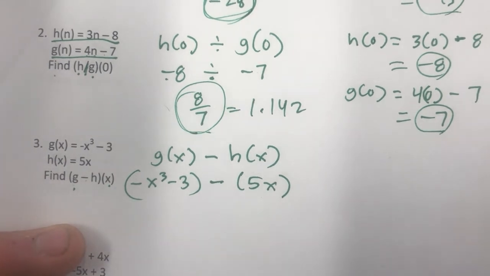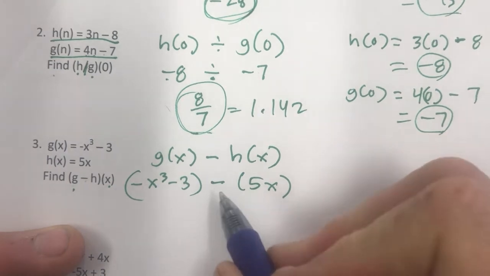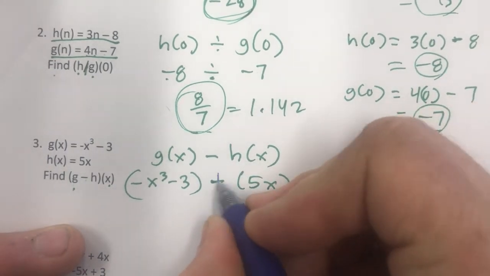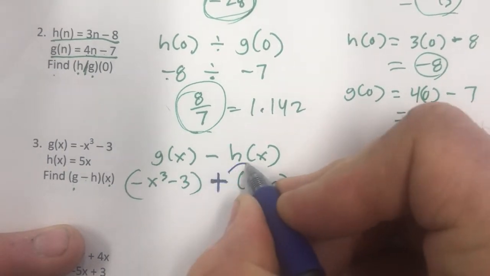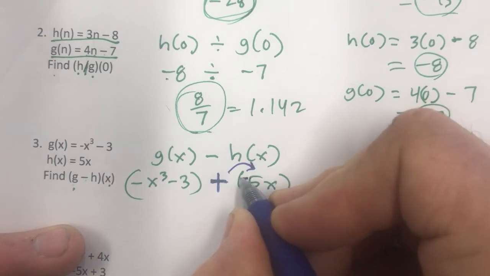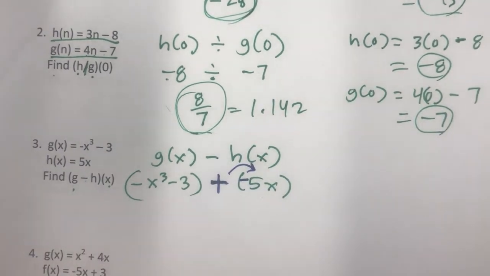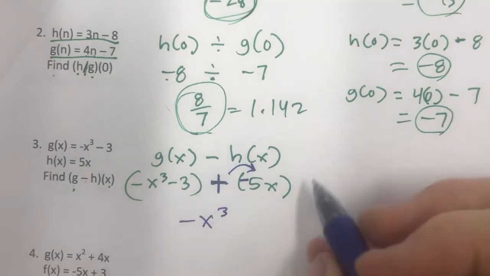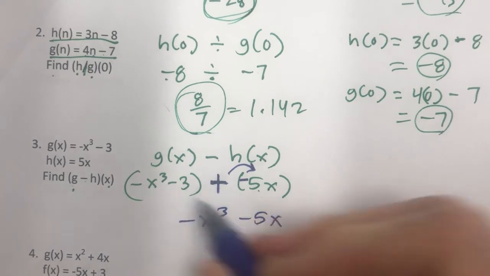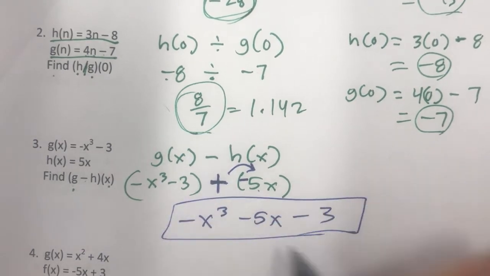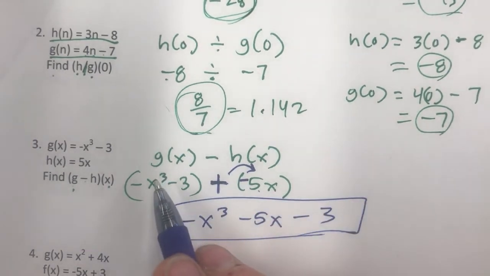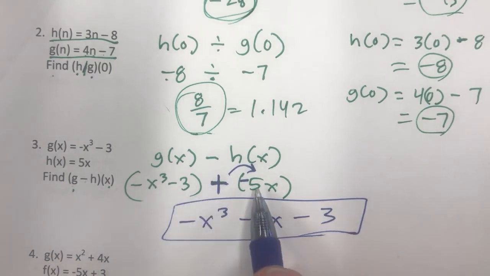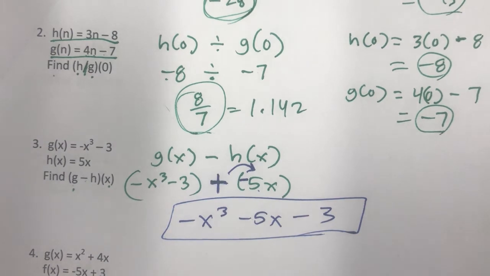So I'm just going to subtract these, which really, when you have expressions like this, you do not want to subtract. We're going to change this to add, and distribute that minus through here and make that a negative 5x. And then I add like terms. I've got a negative x to the third, then a negative 5x, and then a negative 3. That would be my answer right there. That's all I can do. I can't do anything more than that.